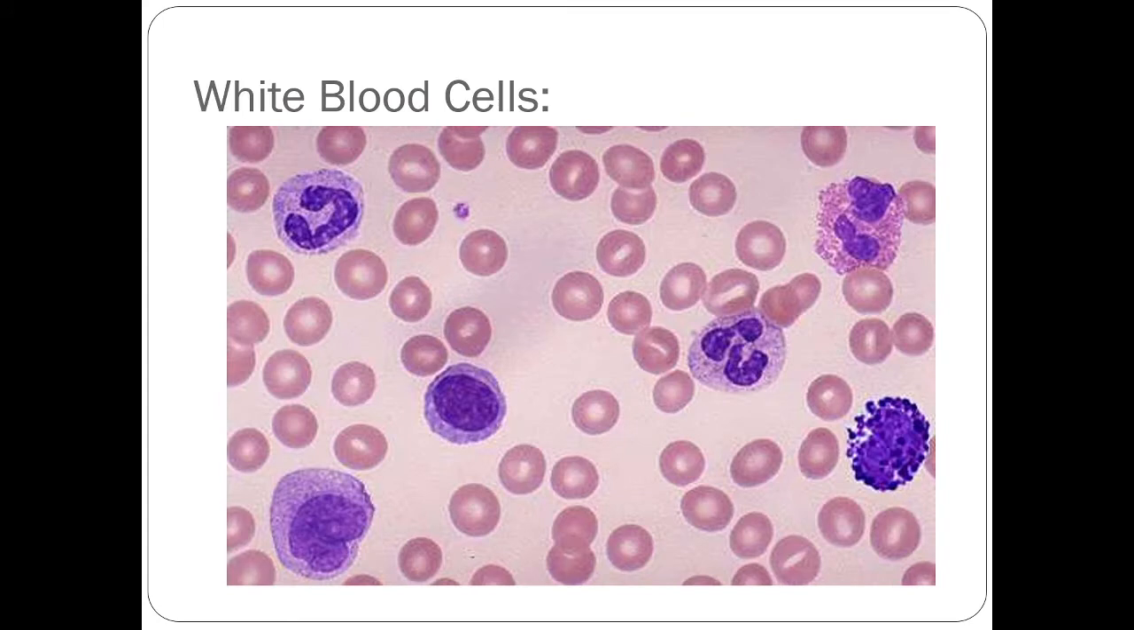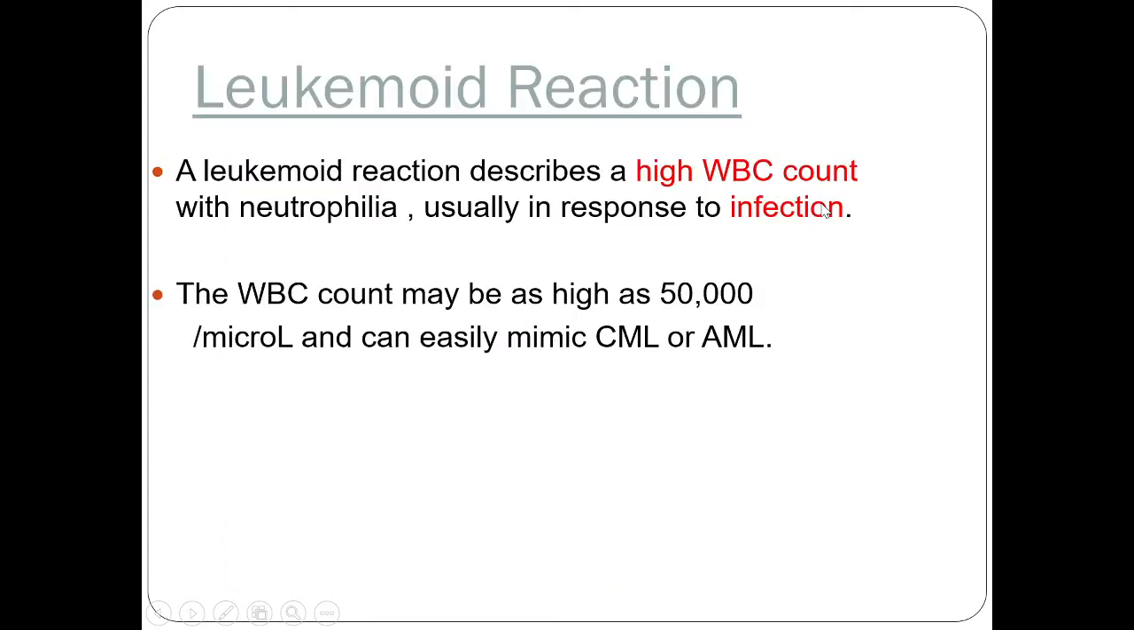Today's lecture topic is leukemia and leukemoid reaction. To understand leukemia and leukemoid reaction, we should know about the normal WBCs present in the blood. There are 5 types: neutrophil, lymphocyte, monocyte, eosinophil and basophil.